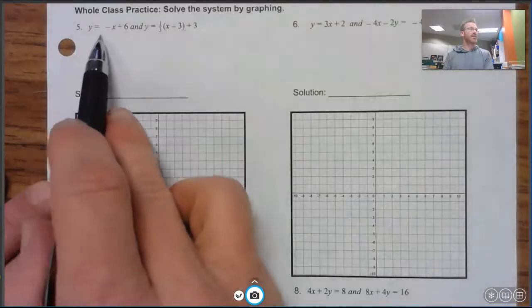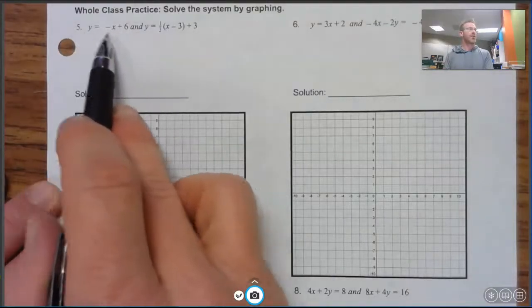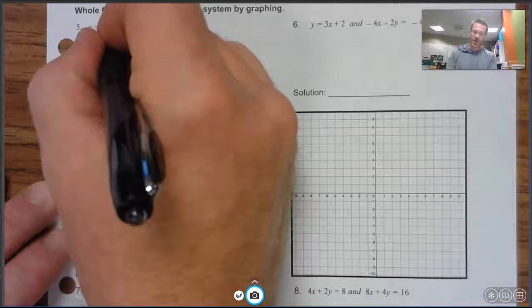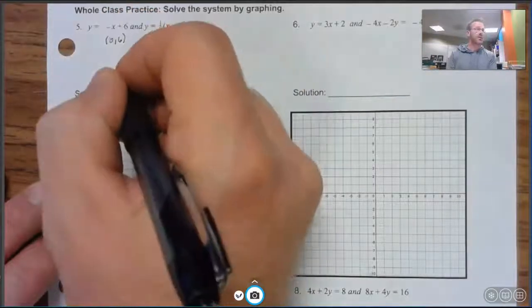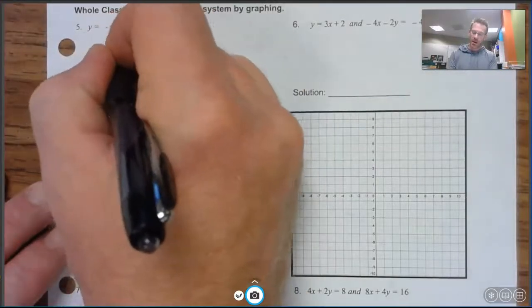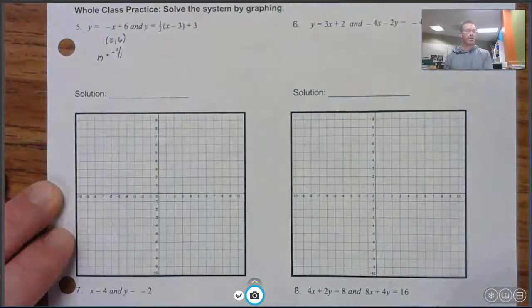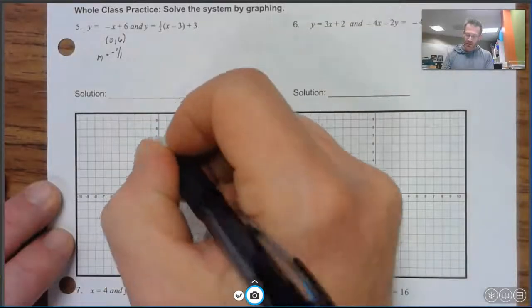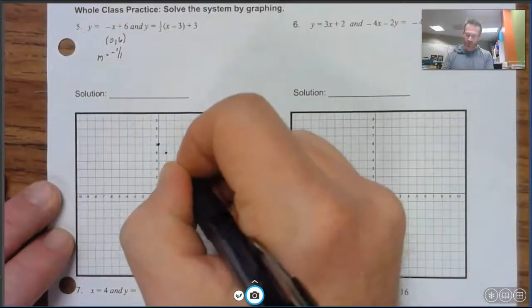So if I look at my first equation, this is in slope-intercept form. My starting point is (0, 6), and my slope is negative 1 over 1. So I'm going to start at (0, 6), down 1 to the right 1, down 1 to the right 1.